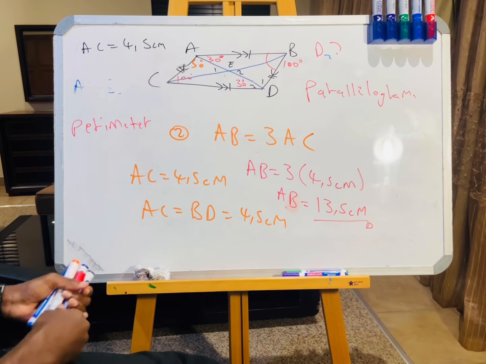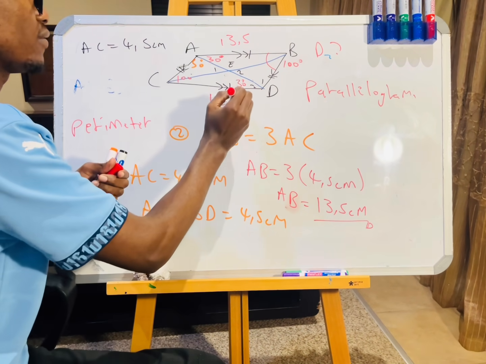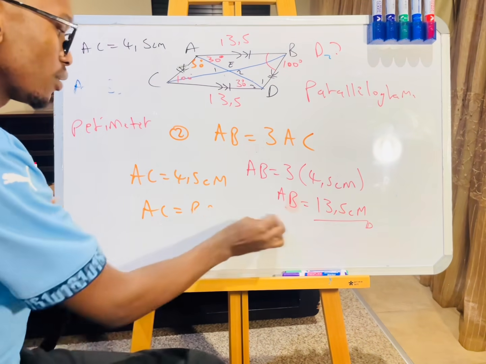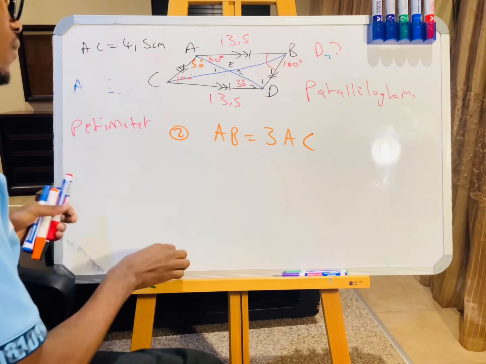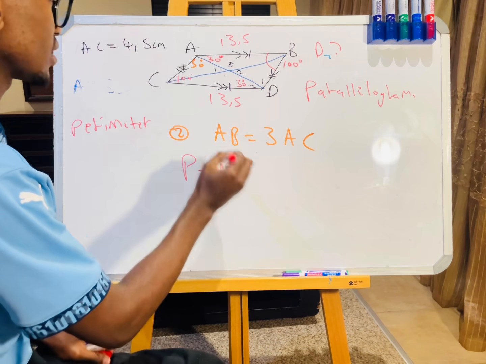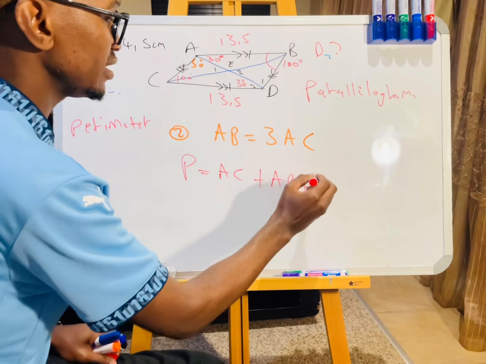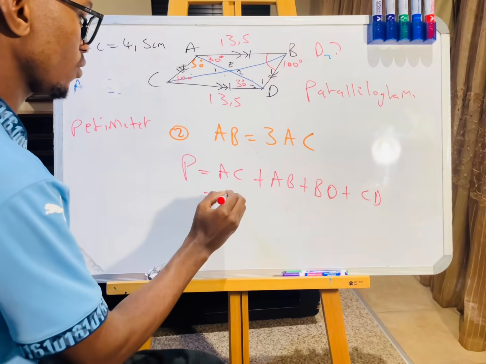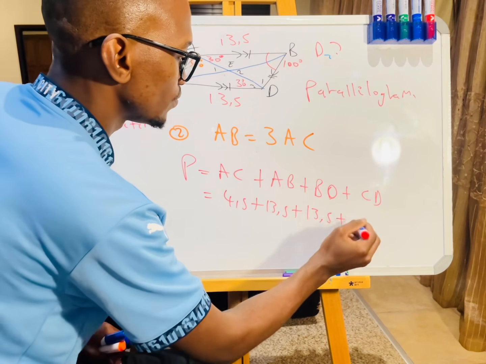So we are sorted. And remember, if this guy is 13,5, even this guy is 13,5. If this guy is 4,5, he's 4,5. Opposite sides of a parallelogram are equal. Now let's find the perimeter, guys. So perimeter, P, equals AC plus AB plus BD plus our CD. So AC is 4,5 plus 13,5 plus 13,5 plus 4,5.